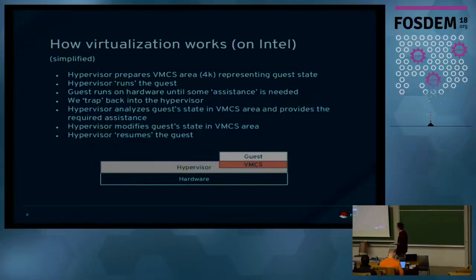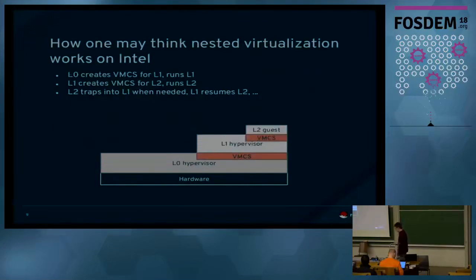Okay, so how would you think nested virtualization works? If you didn't know anything about it, if you haven't read Intel's manual, you might think that the level 1 hypervisor just does the same, right? It prepares this area for its level 2 guest and it runs it. And when something happens in the level 2 guest, we jump into the level 1 hypervisor, right? Handle the fault, resume level 2, and continue executing. But it's not how it is.